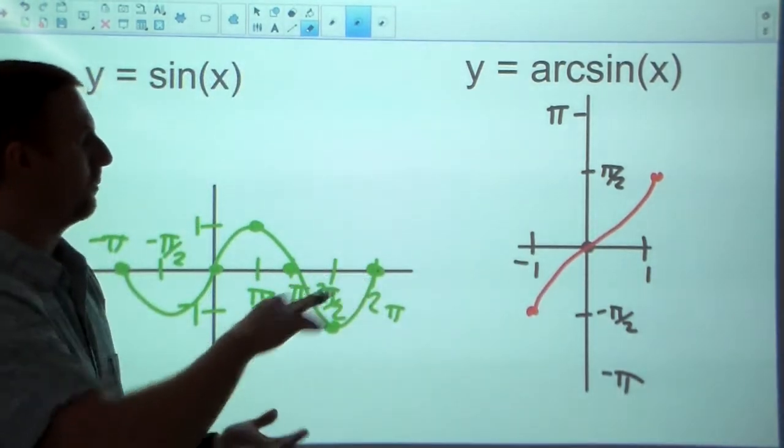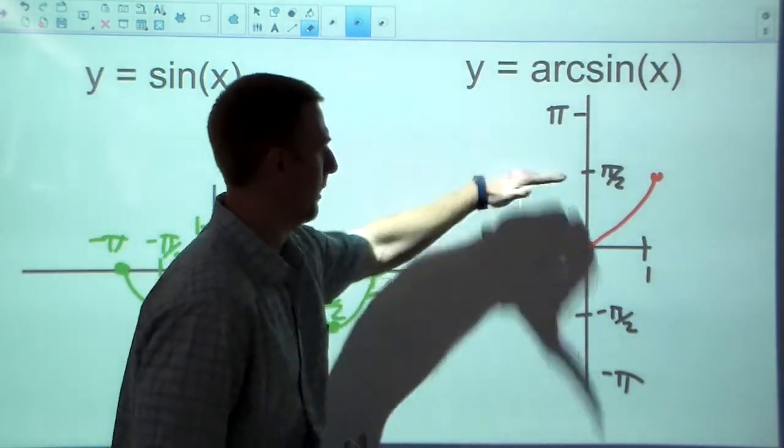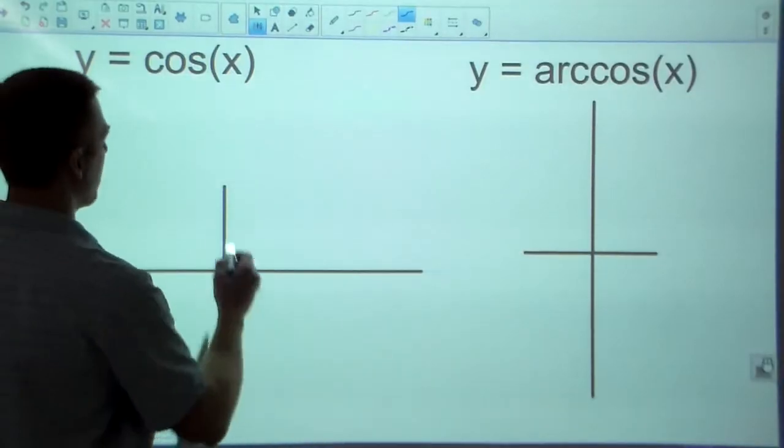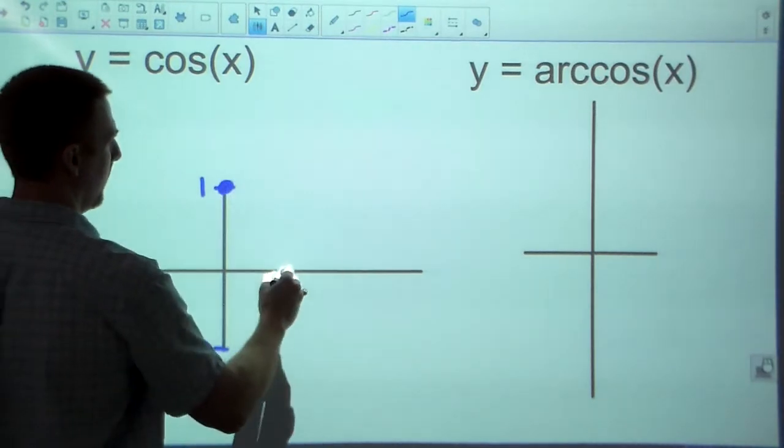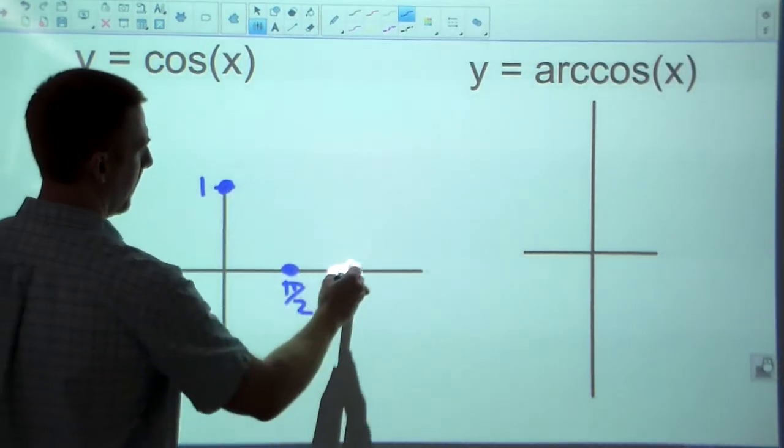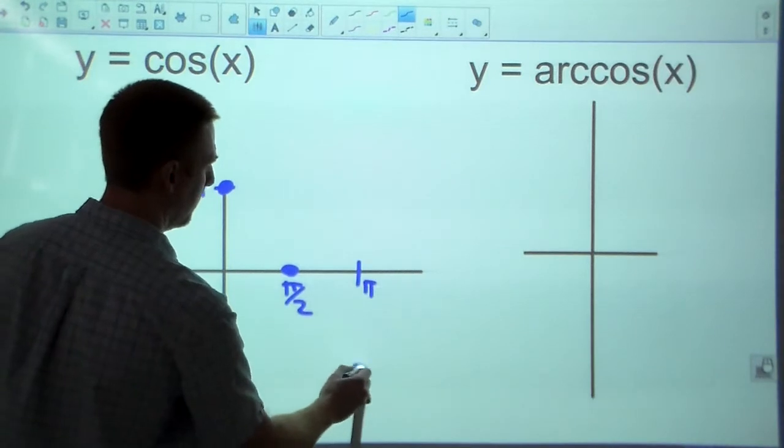And that will be our graph. That's it, just from there to there. All right, we'll start with the regular cosine. We'll start with 1 and -1. 0, 1's on there. Pi over 2, you're back to 0. By pi, you're down to -1.